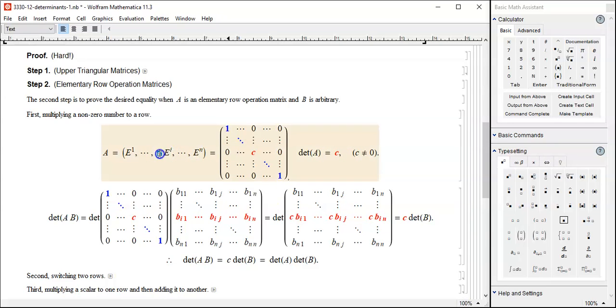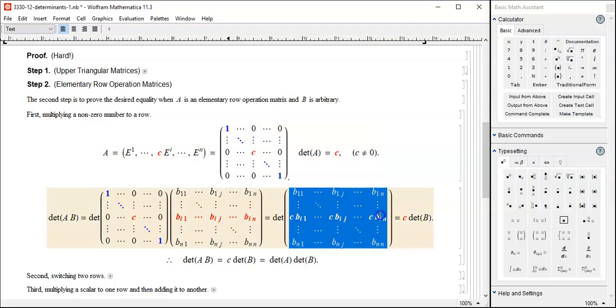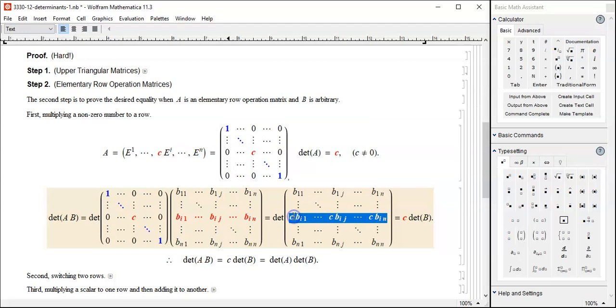So multiply C to entire row. And what is that elementary row operation matrix? It looks like this. Just C on ith row and everything else just 1 in diagonal. We start from the identity matrix and then just take this C. And then we multiply, and then indeed we have this multiplication in this row.